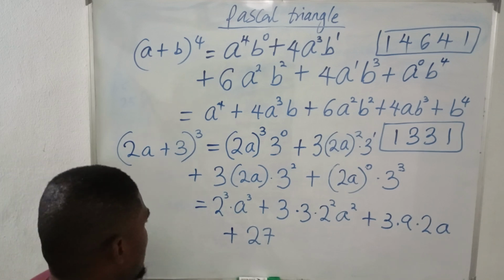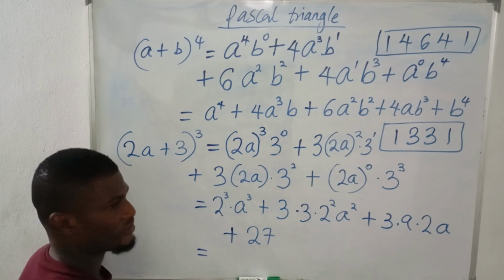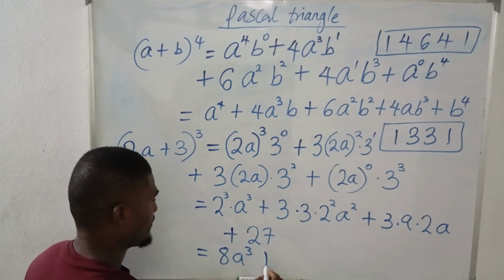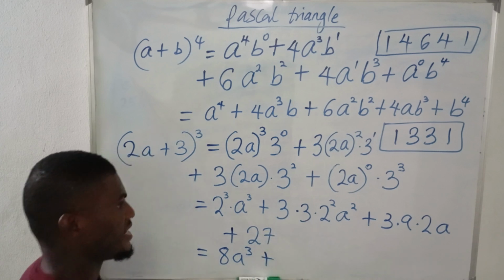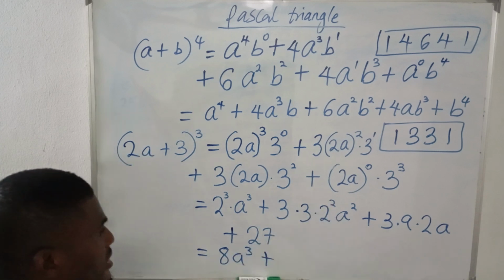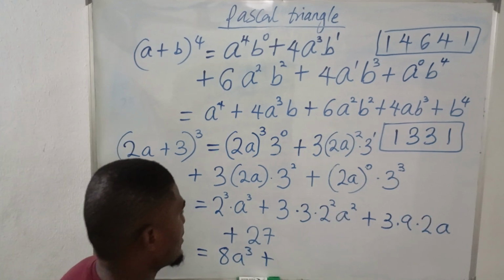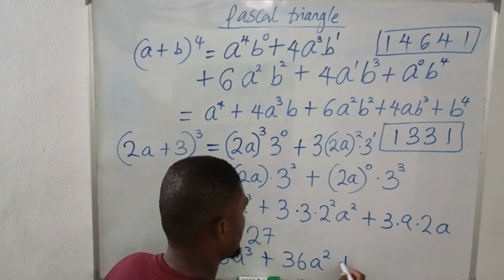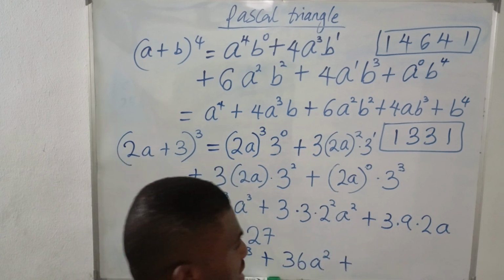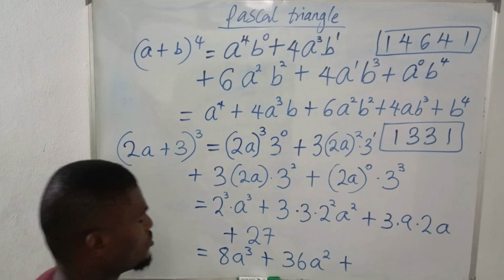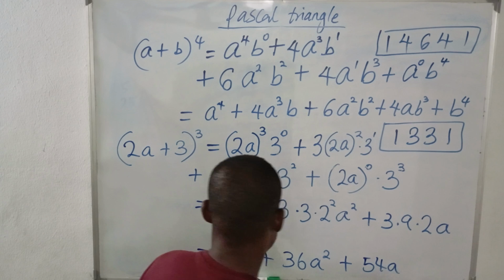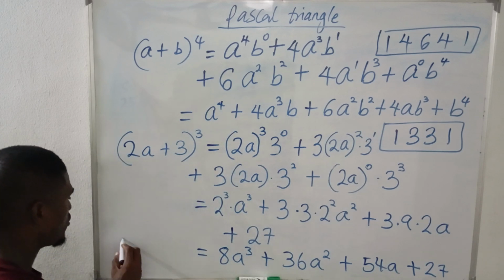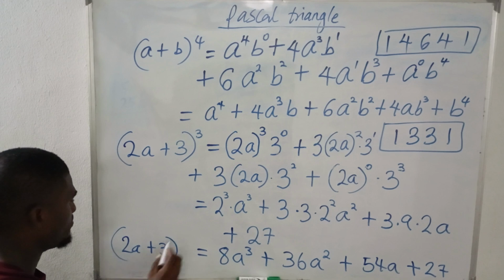Alright. Now finally, let's write down the values here. Here we have 2 raised to the power of 3, which is 2 times 2 times 2. And 2 times 2 times 2 is 8. So we have 8a raised to the power of 3. For this point, we have 3 times 3, which is 9. 9 times 4, since 2 raised to the power of 2 is 4. So 9 times 4, which is 36. We have 36a raised to the power of 2. Okay. Now we have 3 times 9, which is 27. 27 times 2, which is 54. So we have 54a. And then the last point, we have 27. So that would be the expansion for (2a + 3) to the power of 3.